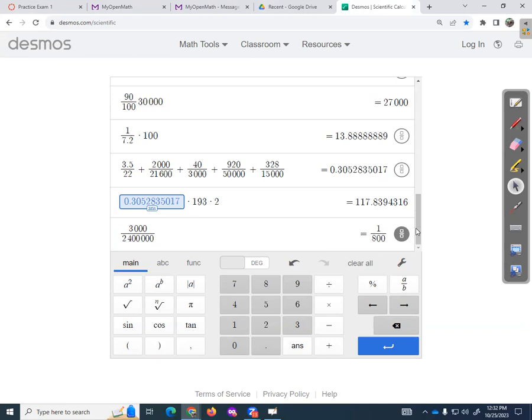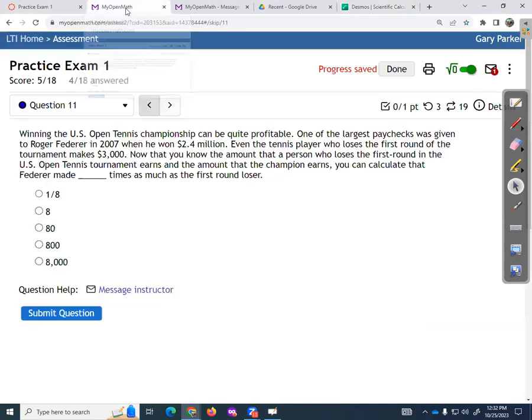1 out of 800 or 0.001, less than 1%, right? 1% would be a 1 in the second spot. What do we have for options here? Oh, I did it the wrong way. Federer made more, so I should get a number bigger than 1. My division is backwards.